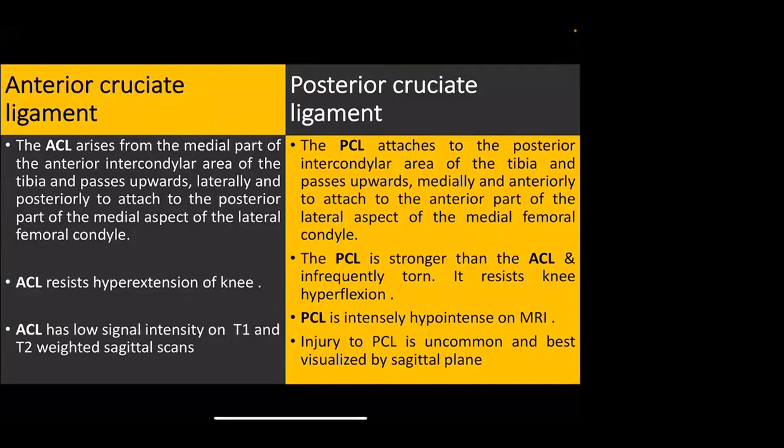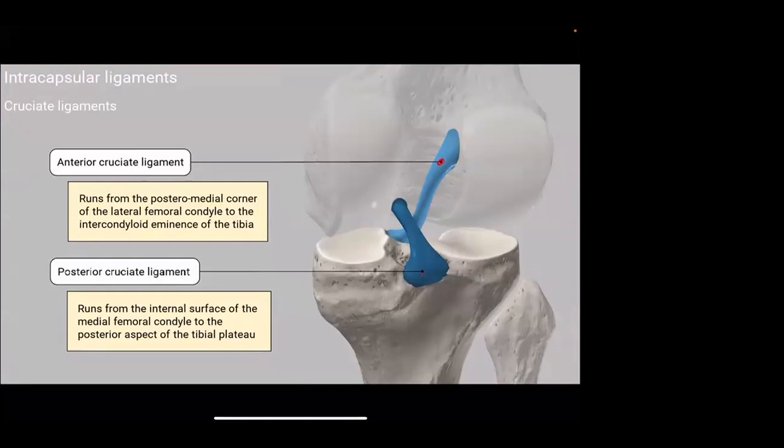The posterior cruciate ligament attaches to the posterior intercondylar area of the tibia and passes upwards, medially, and anteriorly to attach to the anterior part of the lateral aspect of the medial femoral condyle. The PCL is stronger than the ACL and infrequently torn. It resists knee hyperflexion. It is intensely hypointense on MRI. Injury to the PCL is uncommon and best visualized in sagittal planes. This picture shows both the anterior cruciate ligament and the posterior cruciate ligament.